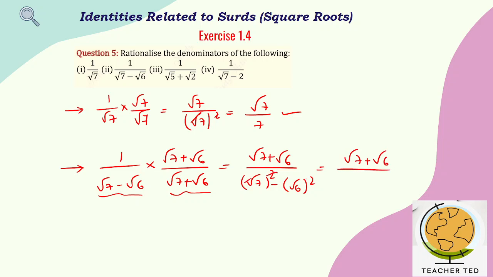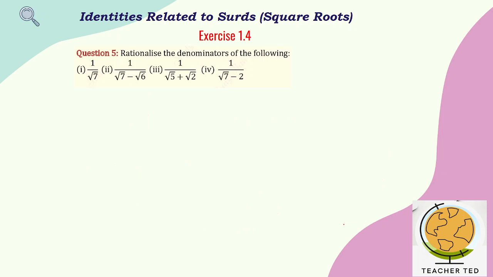The numerator is root 7 plus root 6 as it is. Square and square root get cancelled. The remaining thing is 7 minus 6. So root 7 plus root 6 divided by 1, that is root 7 plus root 6. So this is the answer for this question. I hope all of you understood this. Let us go to the next, third problem.